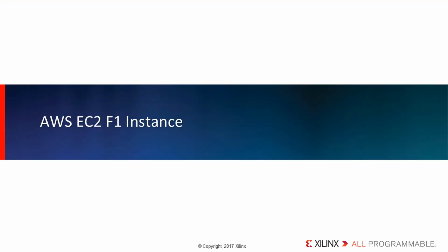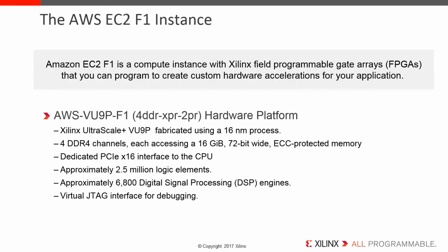Let's first look at the AWS F1 instance. The F1 instance is a cloud compute instance which uses a Xilinx FPGA to accelerate the performance of software by implementing the compute-intensive parts of the algorithm in dedicated custom hardware. For this, it uses the Xilinx VU9P 16nm device, which provides over 2 million logic cells, approximately 7,000 DSP engines, and 16 gigabits of memory. This high-capacity, high-performance device allows the acceleration of many software algorithms through hardware.